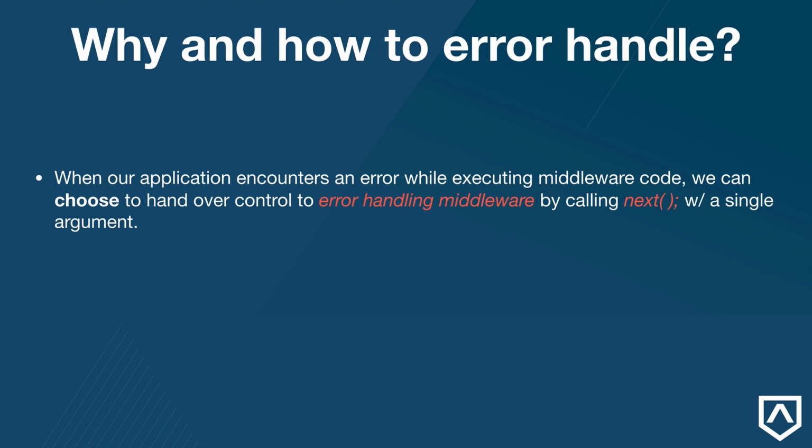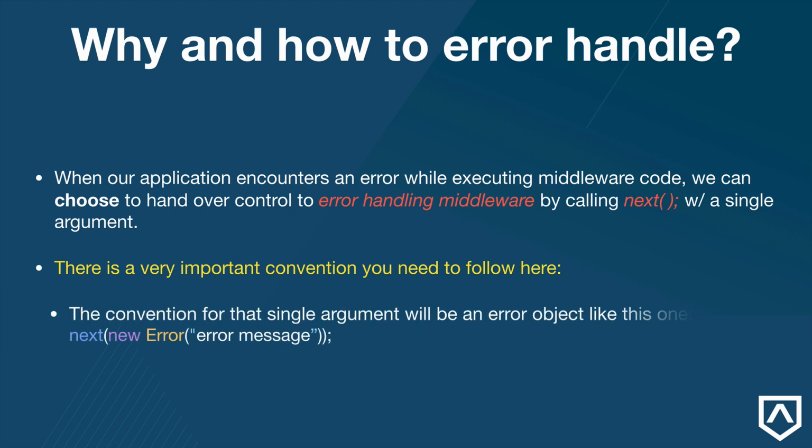By calling next, we send it with a single argument. It is very important that you understand this convention that you need to follow here. The convention for the single argument that you will pass to your next function will be the new error object with an error message that you can customize right there. Very similar to this one found right here on the screen.